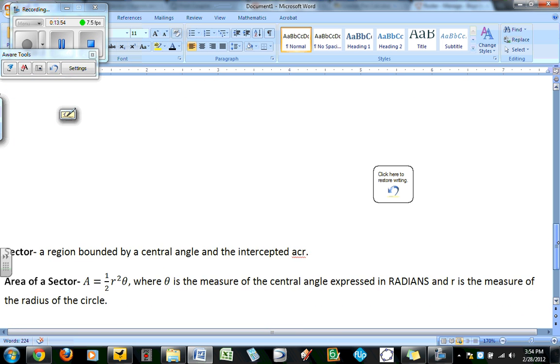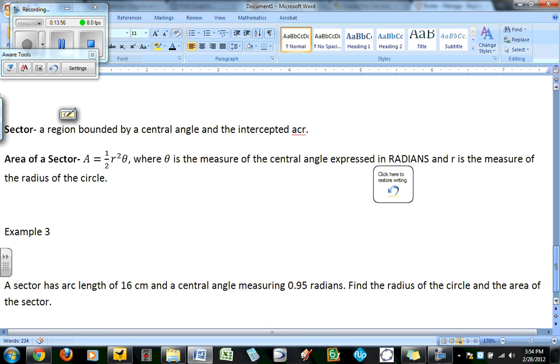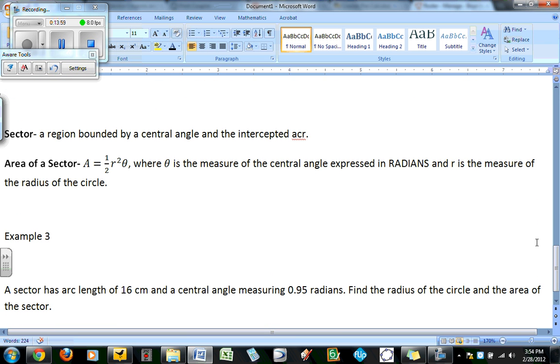Moving on. Last thing to talk about is a sector. A sector is a region bounded by a central angle and an intercepted arc. So if we have a circle right here, and if we have a central angle, a sector is actually like a piece of a pie right in here. Okay, so here is the intercepted arc it's talking about. Here's the arc here. And a sector is like a piece out of a pie.